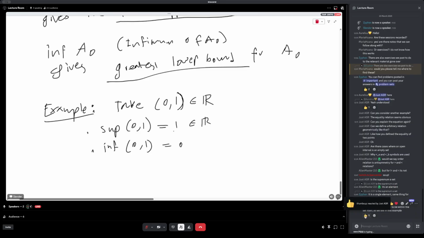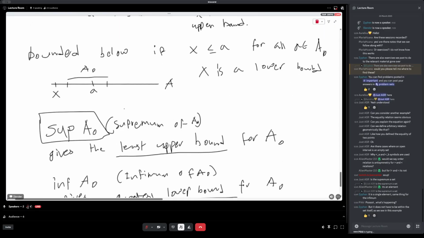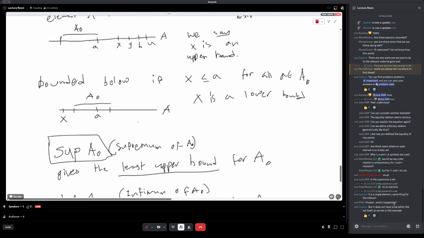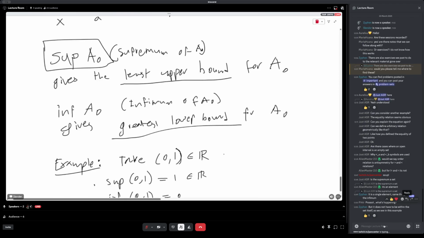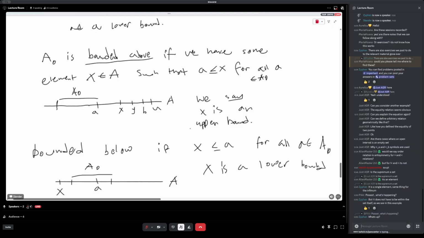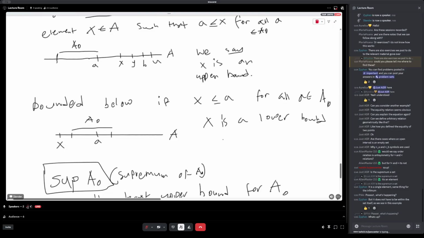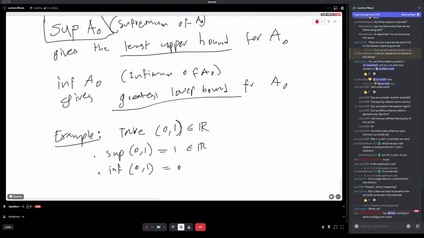As you can see, 1 belongs to the real numbers. And as I showed in this example, for the upper bound we take the elements from the parent set, not the subset. Here we wrote x belonging to A. That's the example of supremum and infimum.